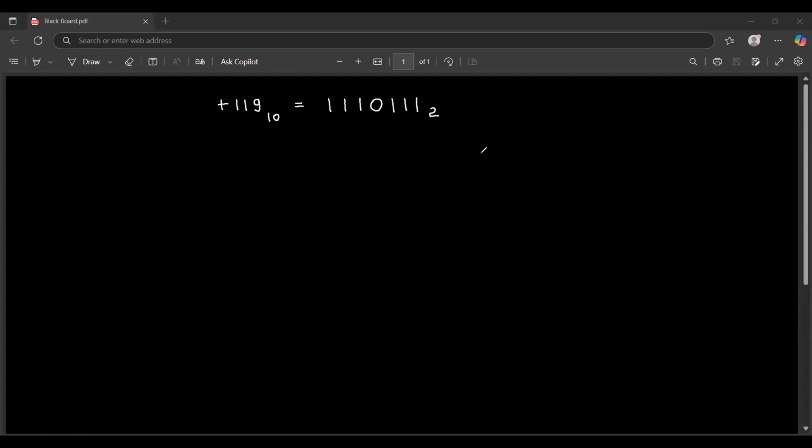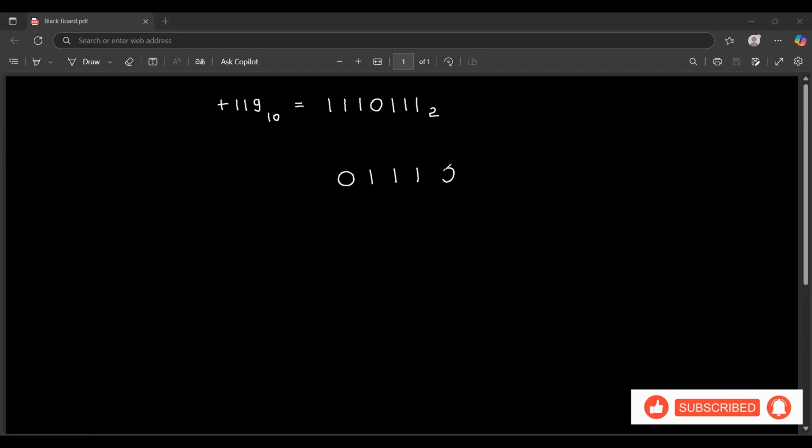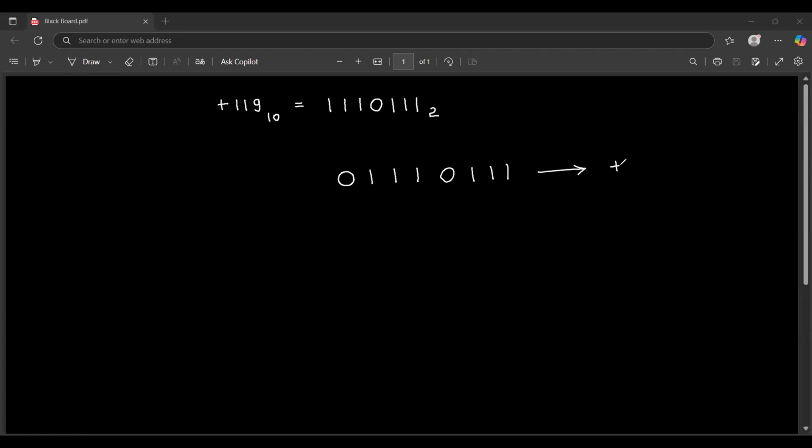Cool. Now, what do you have to do? Well, that's a good question. You have to write this down in the 2's complement form. Since this is a positive number, you'll write down 0 here. Then you will continue with the other bits. So this is the positive 119 to the base 10 in 2's complement form.